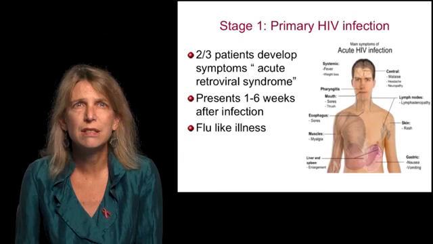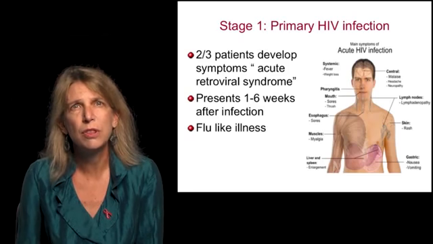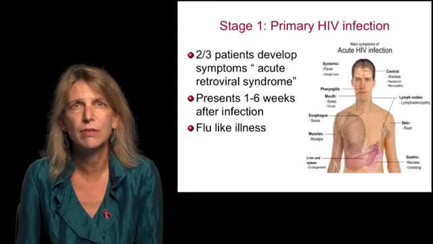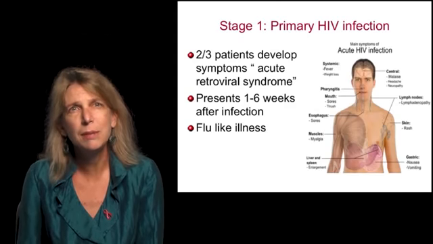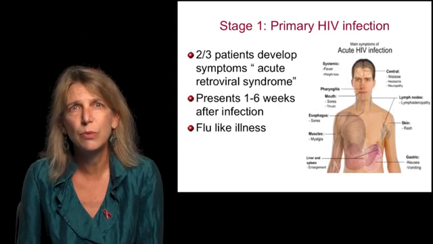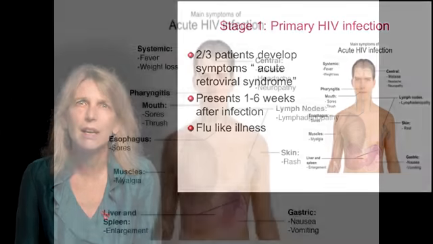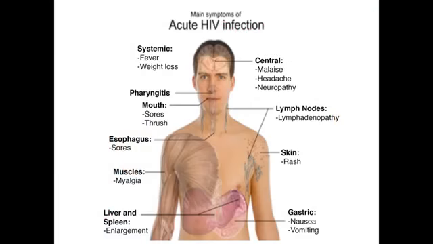After infection is established with HIV, 2/3 of patients develop symptoms called the acute retroviral syndrome. These typically present 1 to 6 weeks after infection, and overall are characterized as a flu-like illness. They can affect all parts of the body. They can produce systemic symptoms, such as fever and weight loss. They can affect the central nervous system, causing difficulty in concentration and an aseptic meningitis.